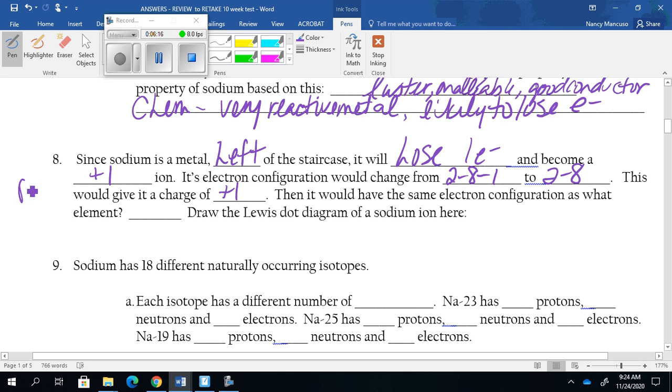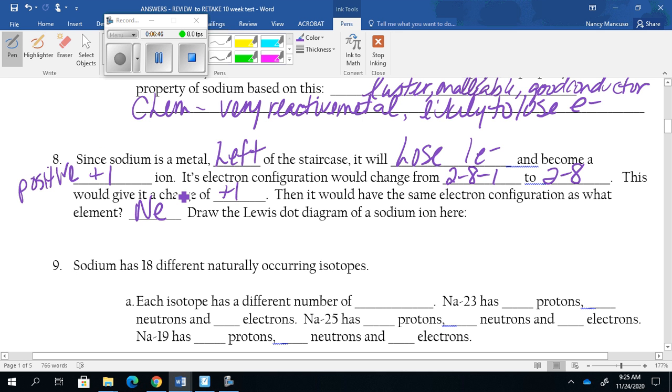Oh, so up here maybe they wanted the word positive. Positive +1, same idea. All right, then it would have the same electron configuration as what element? I know when it becomes stable, it's like a noble gas. So I am going to look and see which noble gas is 2-8. So it's really easy with sodium. If you lose one electron, you just go backwards one. So instead of 11, it has 10 electrons. So that means it's like neon.